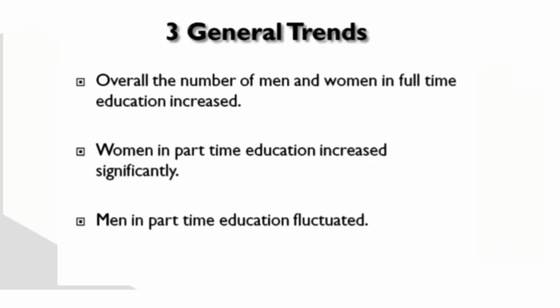So the 3 general trends for this graph are: overall, the number of men and women in full-time education increased. Women in part-time education increased significantly. Men in part-time education fluctuated.